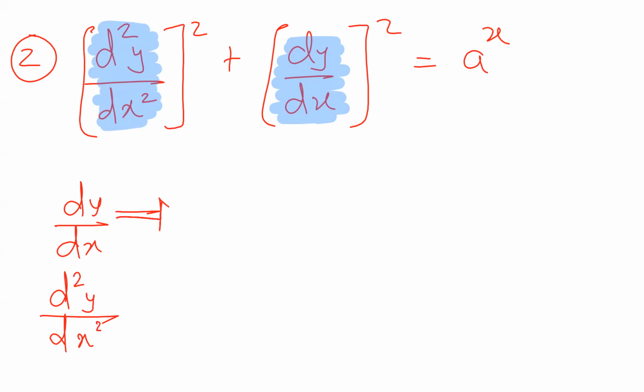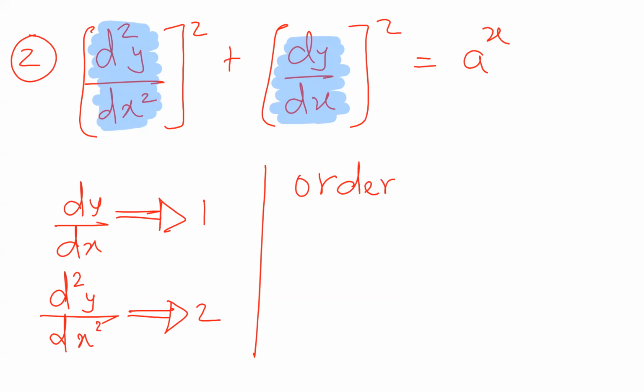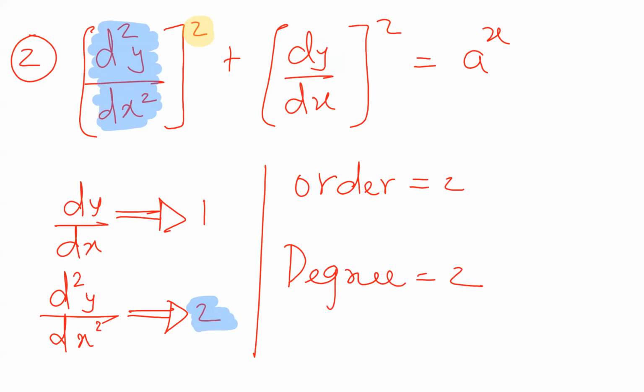So here the order of the first is 1 and in the second the maximum order is 2. So the order of the differential equation becomes 2, that is the maximum order. Now once we are sure about the order, go to that particular differential, d square y by dx square. The power of it is 2. So the degree becomes 2. So the order of this differential equation is 2 and the degree is also 2.